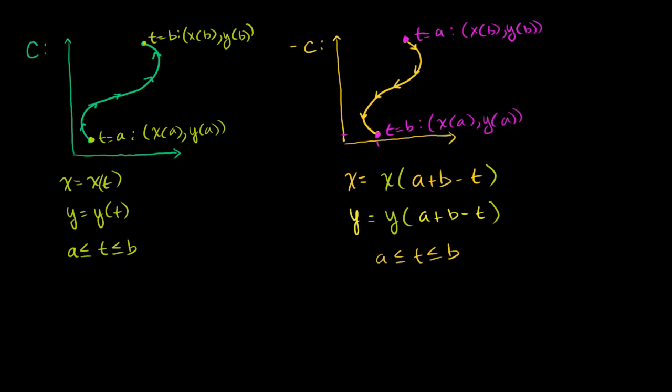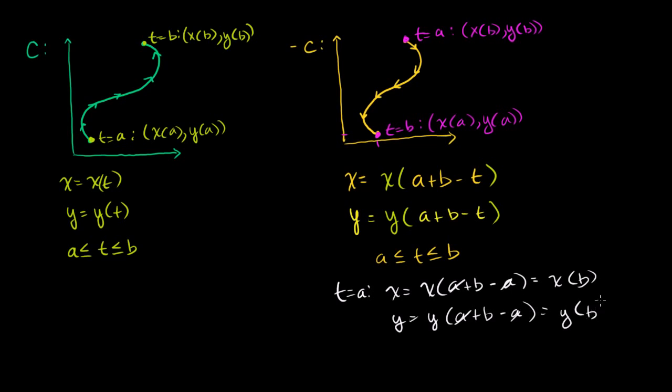So when t is equal to a, x will be equal to x of a plus b minus a, right? This is when t is equal to a. So minus t, or minus a, which is equal to what? Well, a minus a cancel out. That's equal to x of b. Similarly, when t is equal to a, y will be equal to y of a plus b minus a. The a's cancel out, so it's equal to y of b. So that worked. When t is equal to a, my parametrization evaluates to the coordinate x of b, y of b.